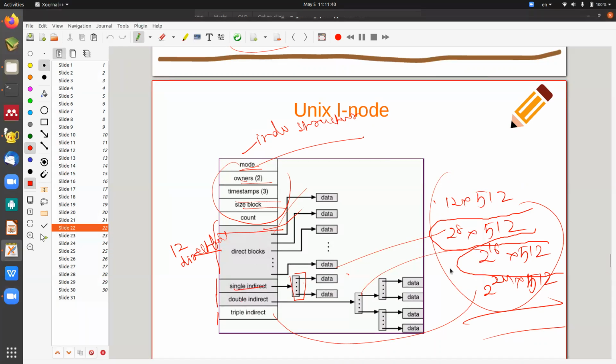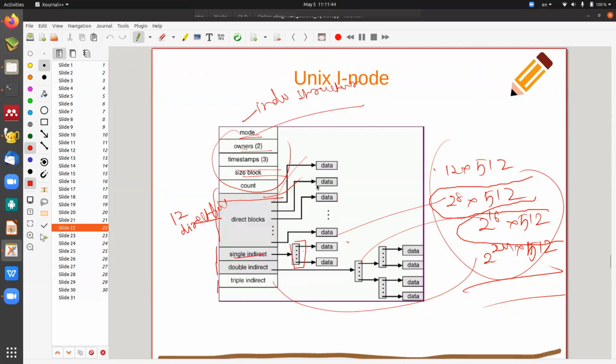So why this inode structure is important, because it is able to keep different types of indexing like single indirect, double indirect, triple indirect, as well as some direct blocks. So if a very small file is there, it can be managed here, and if the file size is more, that can also be managed with this.